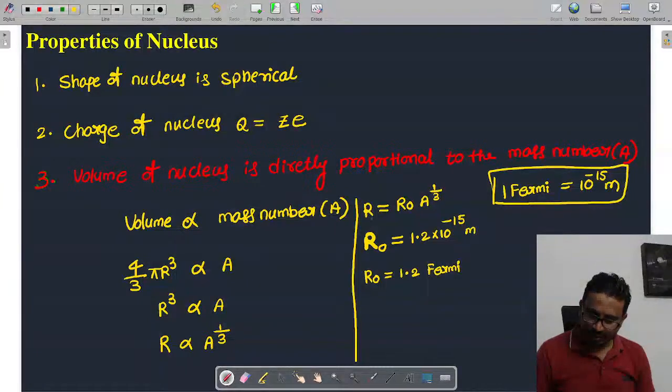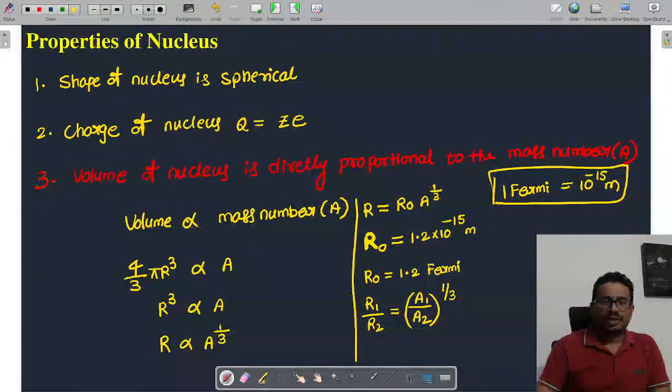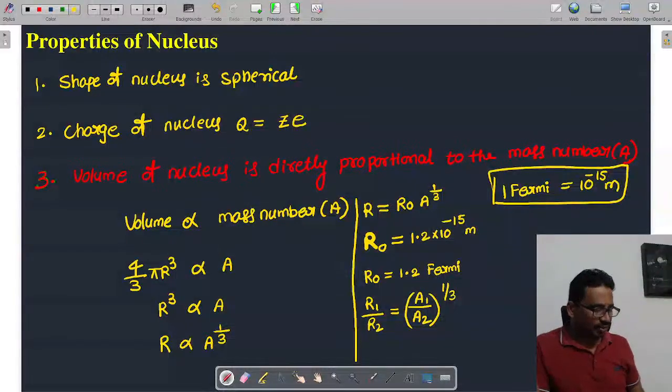Right. R proportional to what? Tell me, A power 1 by 3. So that means I can write from this, R1 by R2 is equal to what? A1 by A2 power 1 by 3. R1 by R2 equal to A1 by A2 power 1 by 3. Okay. Volume of the nucleus is directly proportional to the mass number. Yes, copy it, all of you.